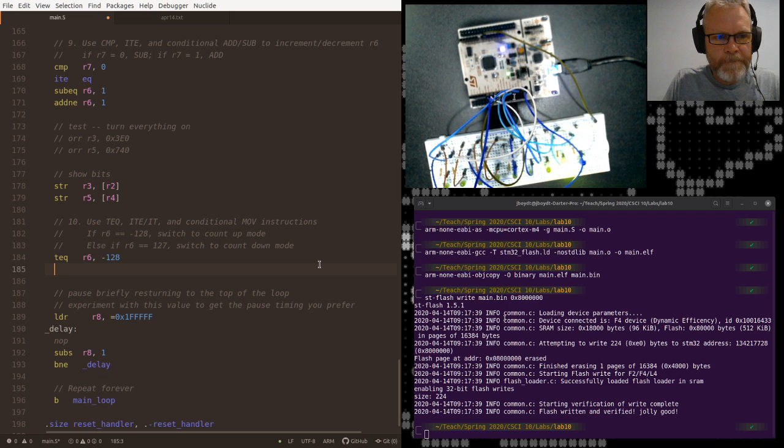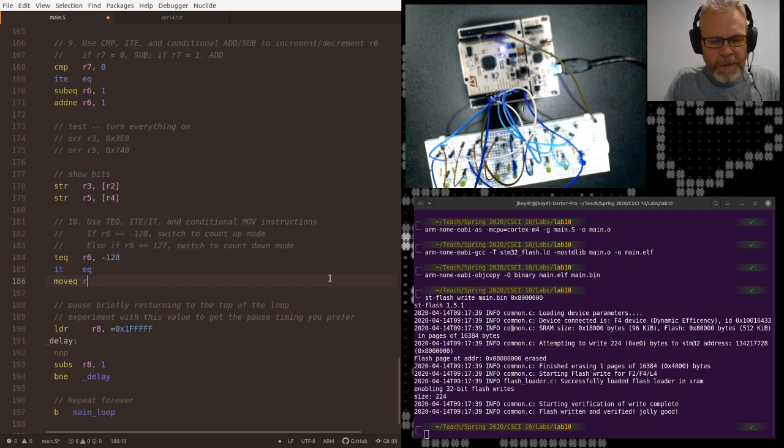I'm just going to do it this way. If it is equal to 128, then I need to change R7 to be 1. That goes up now. So I'm going to test R6 to see if it's 128. If it's equal to 128, then I'm going to move on that equal condition. I'm going to make R7, the direction indicator, be 1, which means go up now.